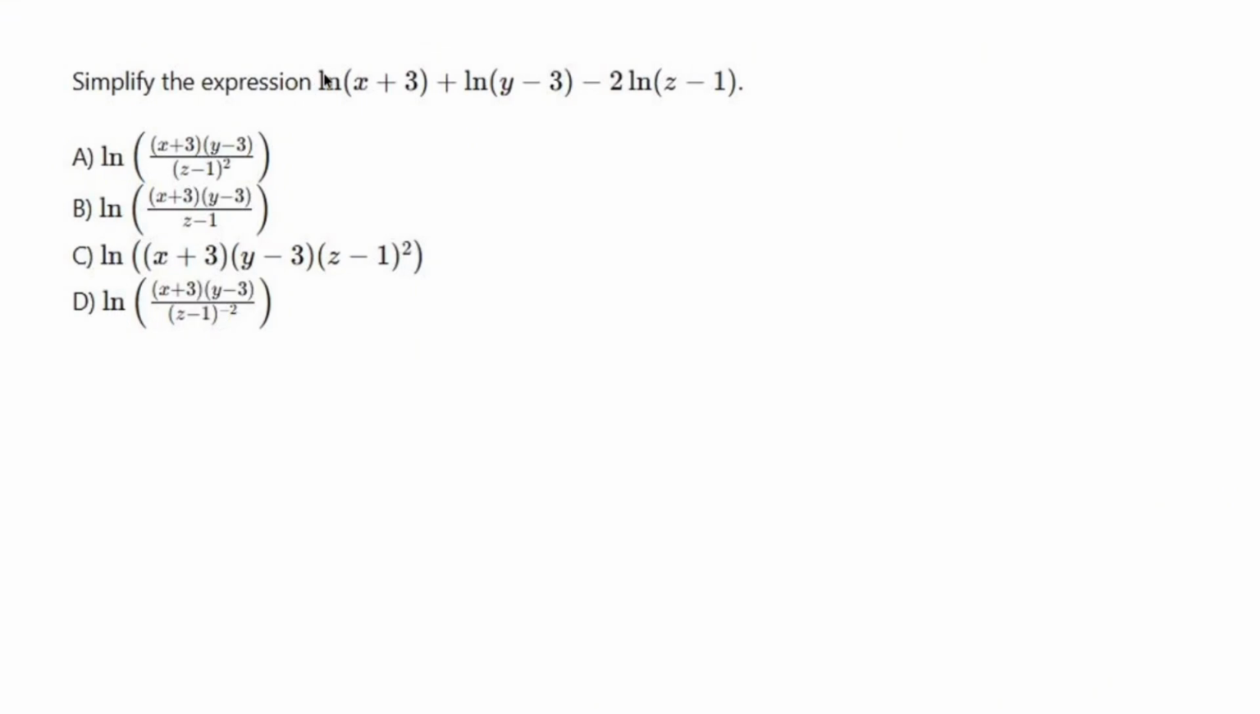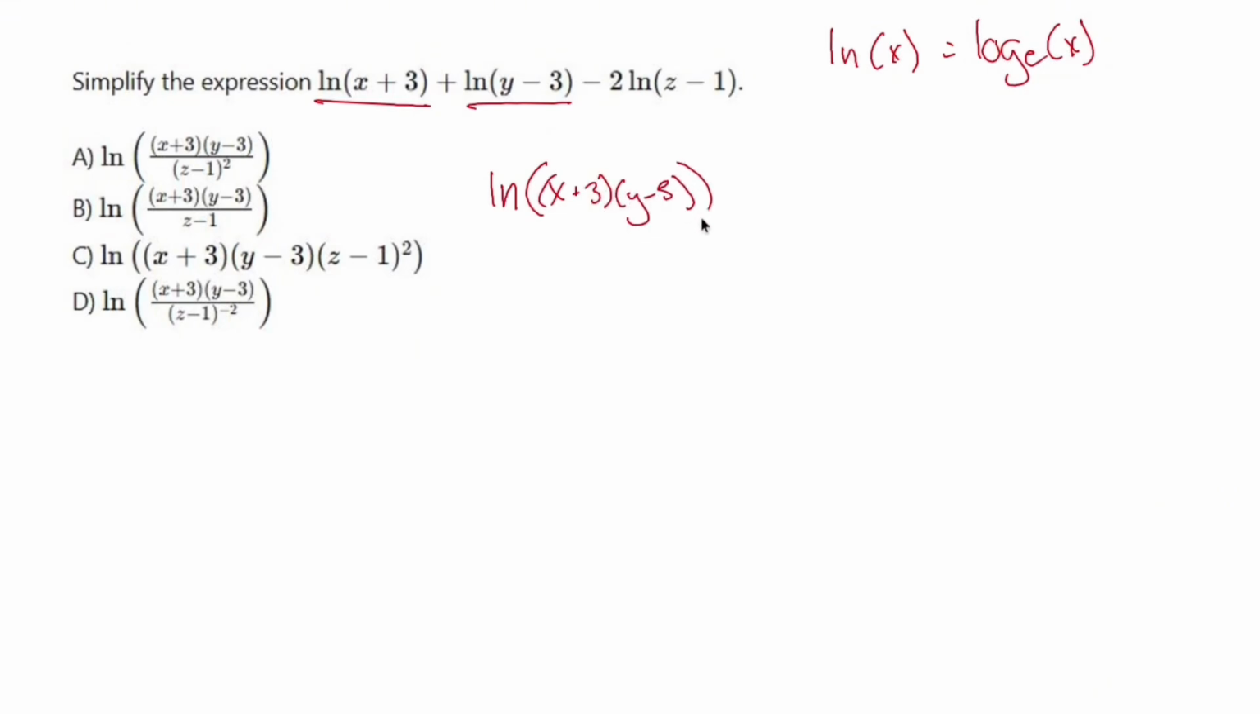Simplify the expression ln of x plus 3 plus ln of y minus 3 minus 2 ln of z minus 1. Remember, ln is just a fancy type of log. Ln of x is the same thing as log base e of x, which means ln follows all of the same rules as log base e. So you would look at these guys first and notice that these ln's are being added to each other, so you multiply the insides. ln of (x plus 3) times (y minus 3) is going to be (x plus 3)(y minus 3), bada bing.